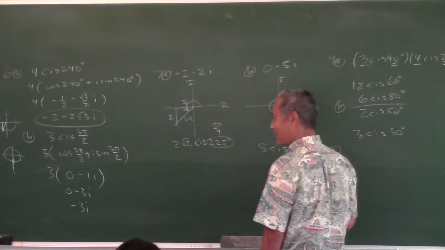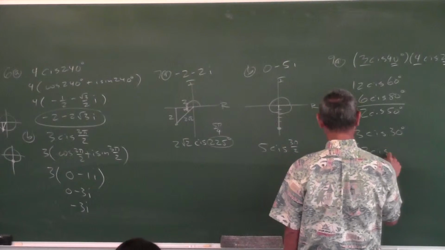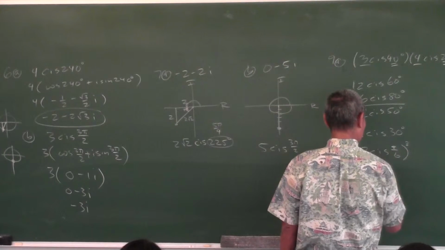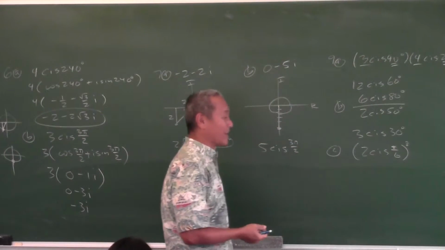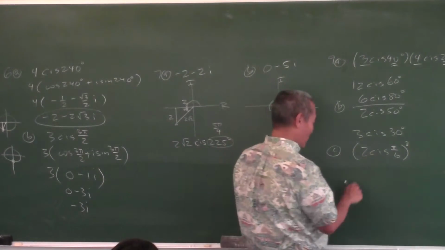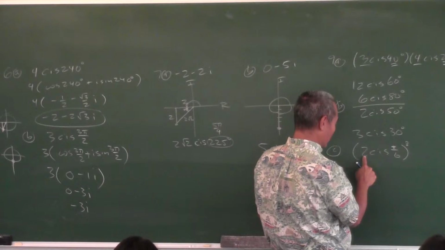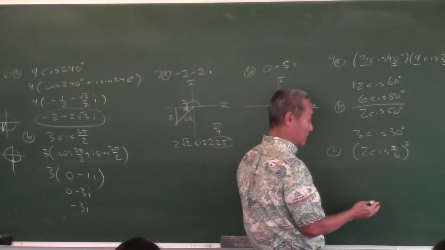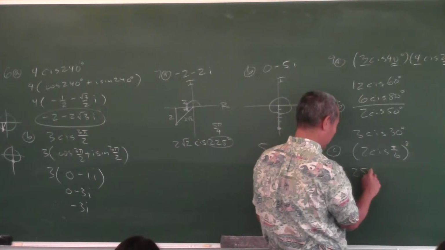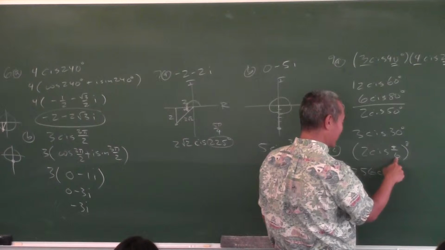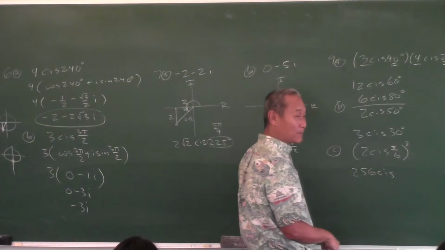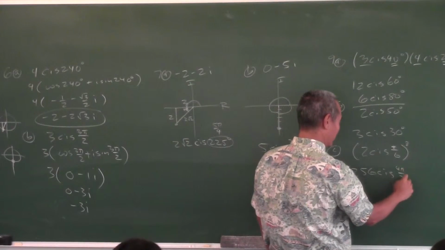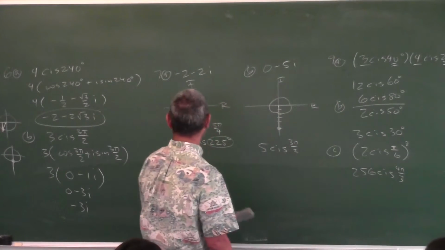And then C, how do you raise a complex number to a power? What is that, 2 KISS pi over 6 to the 8th power? So then we're going to use De Moivre's theorem. You don't even have to know the name, you just got to be able to do it. What do I do with the 2? You raise it to the 8th power, 256. And then what do I do with the angle? You multiply it times that power. So pi over 6 times 8 is 4 pi over 3. That was pretty easy too.